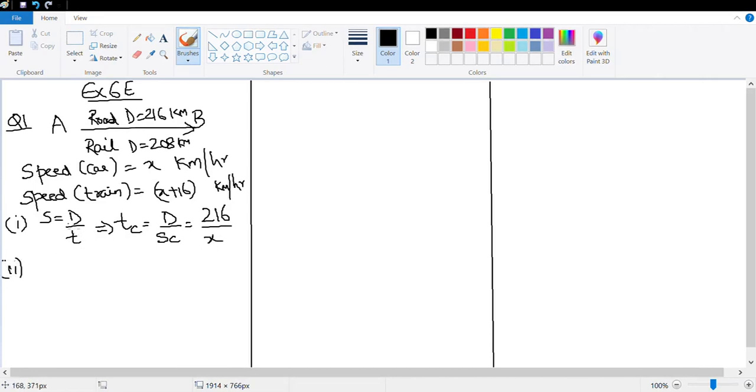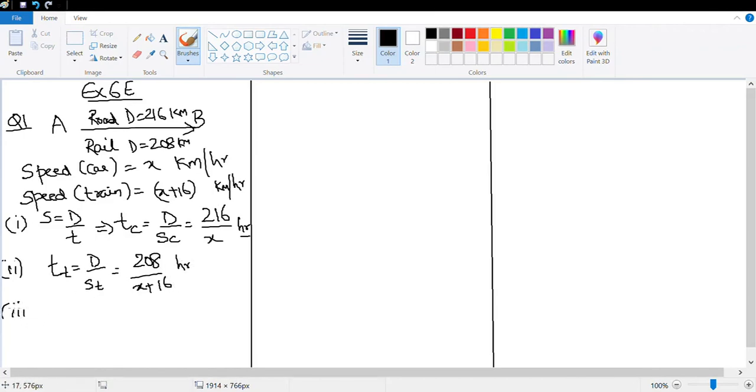Part 2 says the time taken by the train, so same thing, time taken by the train will be equal to distance upon speed of train. Now the thing to remember here is that the unit is hour, and the distance is different for the train, so it is 208 upon x plus 16 hour. Let's look at part 3.